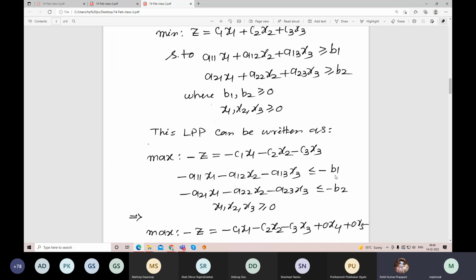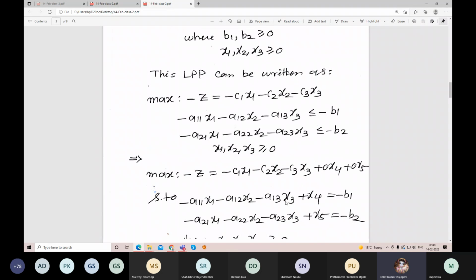So minus b1 is negative. Yes or no? Similarly, the second one. Okay, now we want to put this in the framework of the simplex table. So what do you do here?